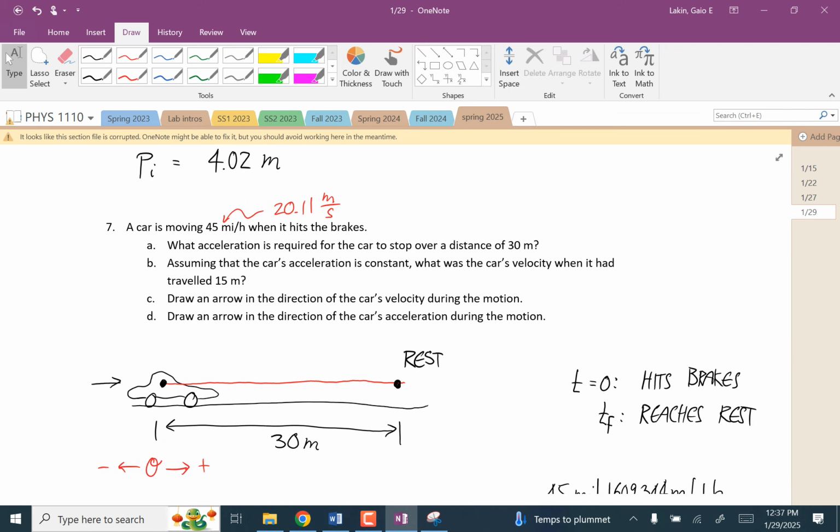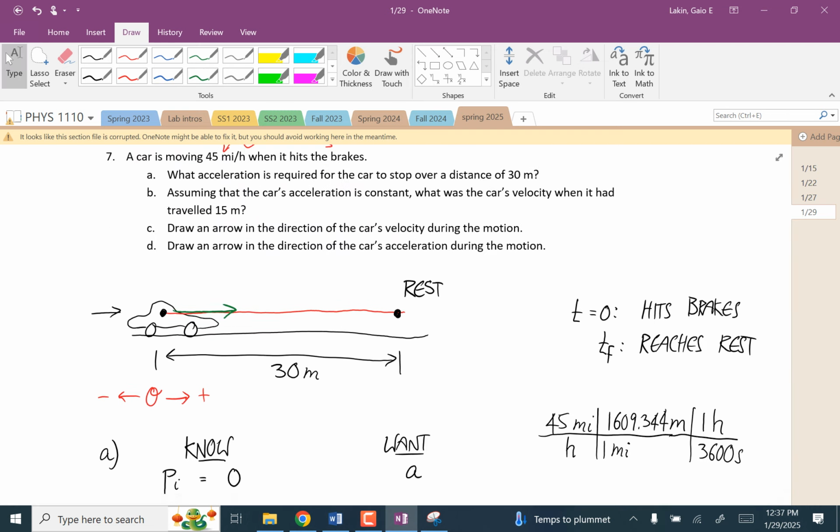Okay, and then it says, just to get you used to thinking in terms of directions, thinking of velocity and acceleration as directions, it says draw the direction of the velocity during motion. So that's this way. The acceleration, we figured out that the acceleration was negative. So the direction of the acceleration is this way.